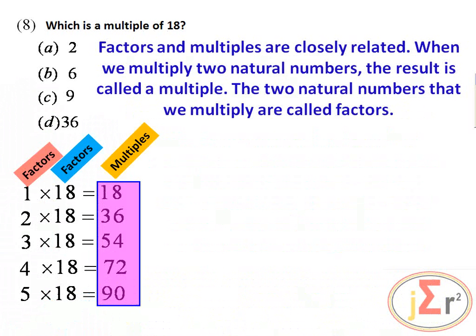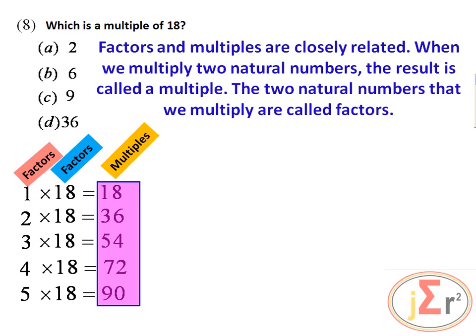Factors and multiples are closely related. So although we have already located our correct answer, we need to take a look at some other aspect of our mathematics. We don't want to just say 36 is a multiple and then move merrily along. There are other things that we need to learn.